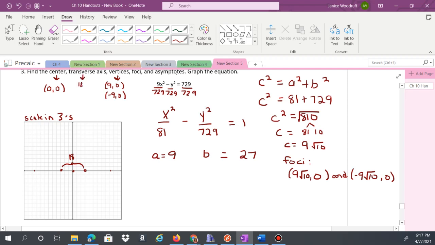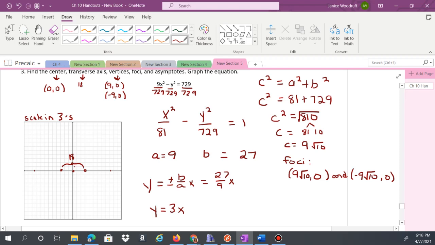We got the foci, then we got to do the asymptotes. So the asymptotes are going to be y equals b over a x. So we're going to have 27 over 9. So that's just going to be 3. So our asymptote is 3x. So up 3 over 1 of those, it's going to be like right back.